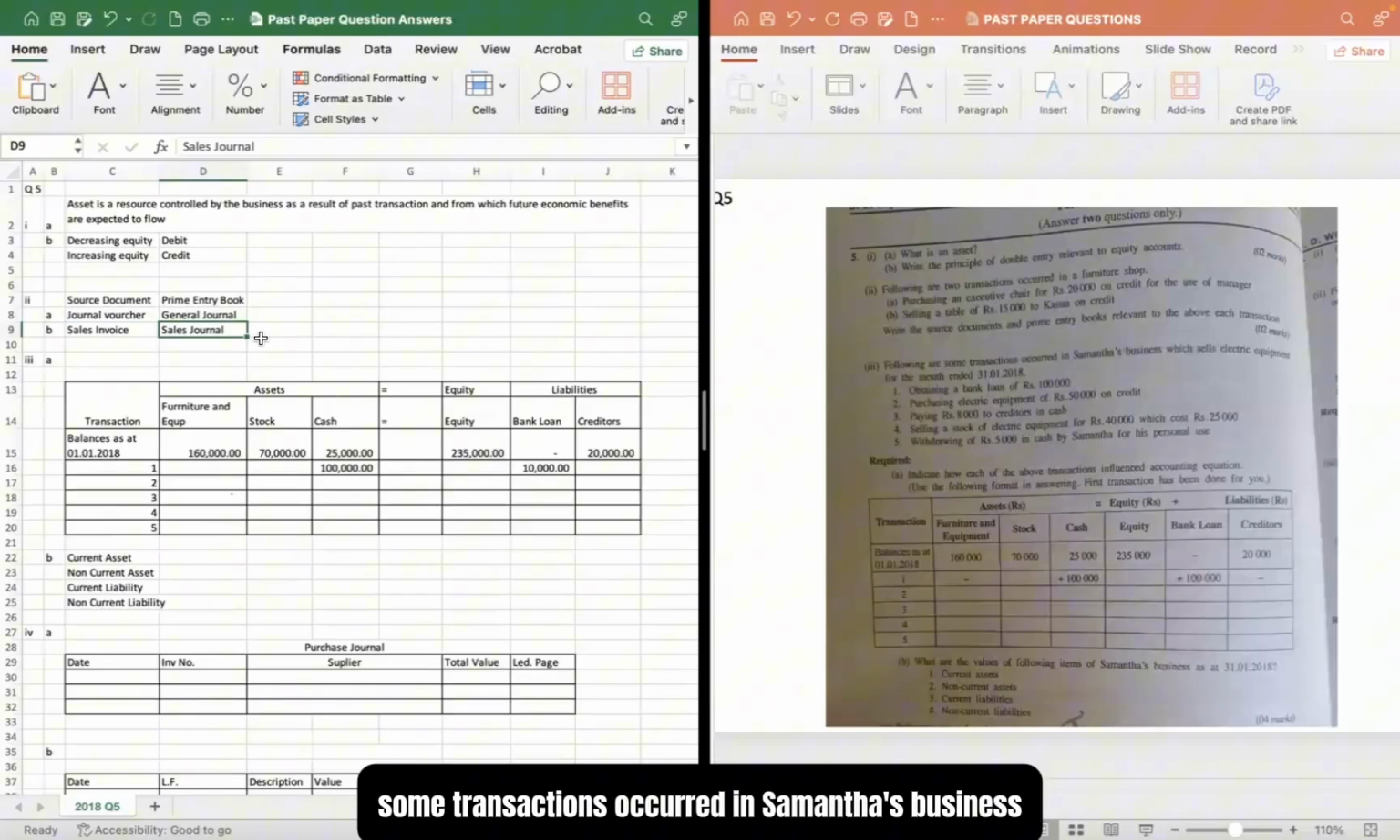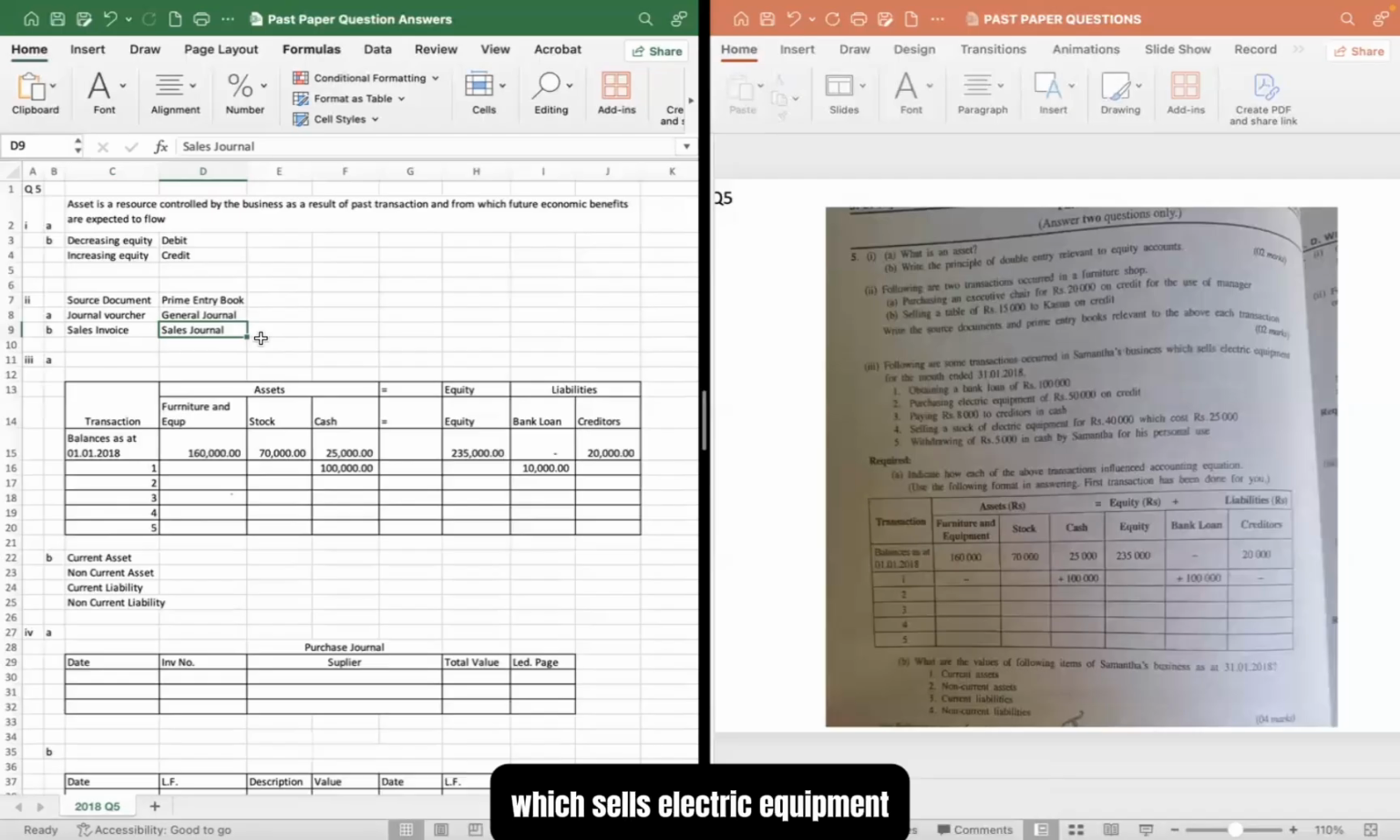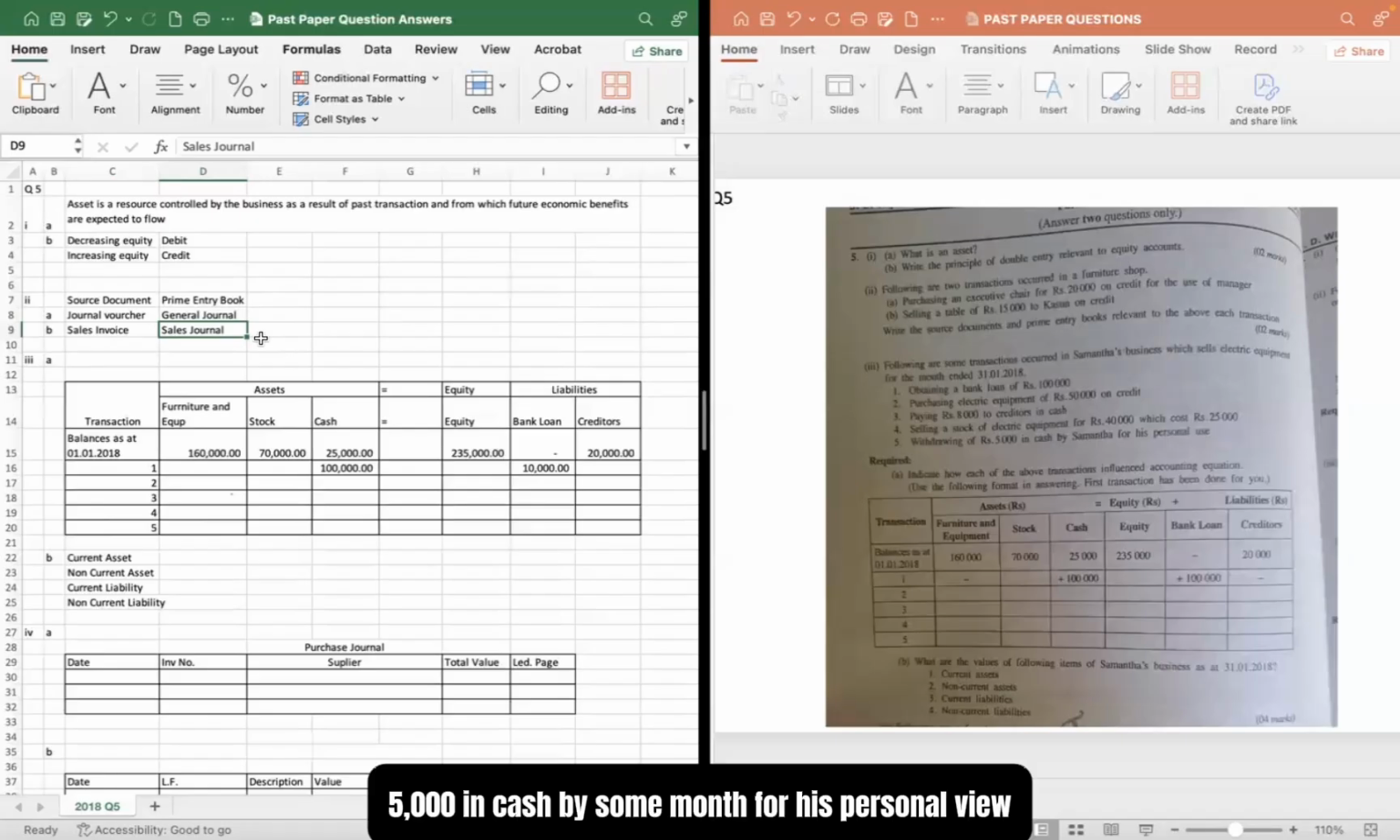The following are some transactions that occurred in Samantha's business, which sells electric equipment, for the month ended 31st Jan 2018. Obtaining a bank loan of 100,000, purchasing electric equipment of 15,000, paying 800 to creditors in cash, selling a stock of equipment for 40,000, which cost 25,000, withdrawing of rupees 5,000 in cash by Samantha for his personal use. Now they are asking, indicate how each of the above transactions influenced the accounting equation. So this is about the accounting equation. Use the following format in answering.